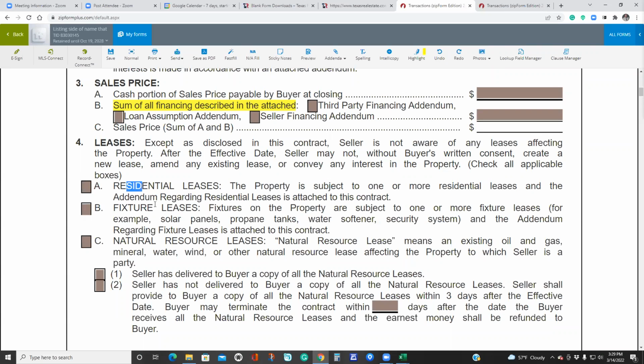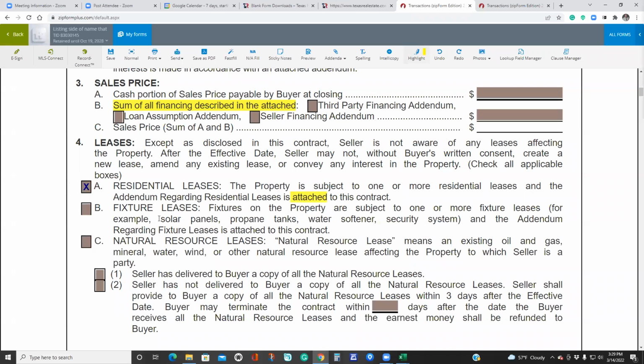We have residential leases. If a property is a duplex or a single family being rented out, then 4A would be marked, right? If it's a duplex or a fourplex and we have leases in there, A needs to be marked and we need to have the leases attached, because it says attached right there.